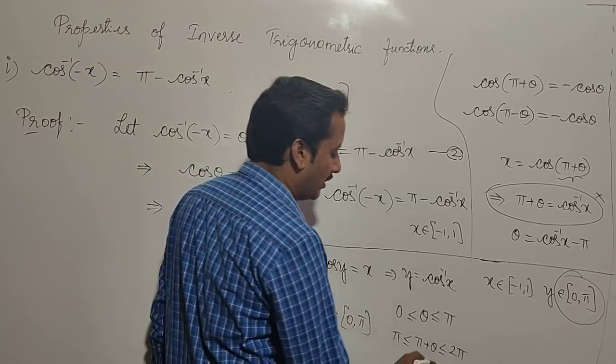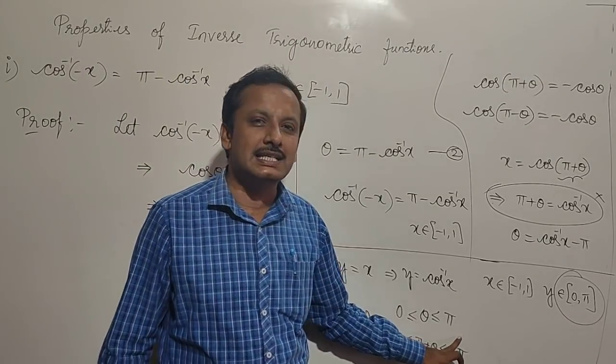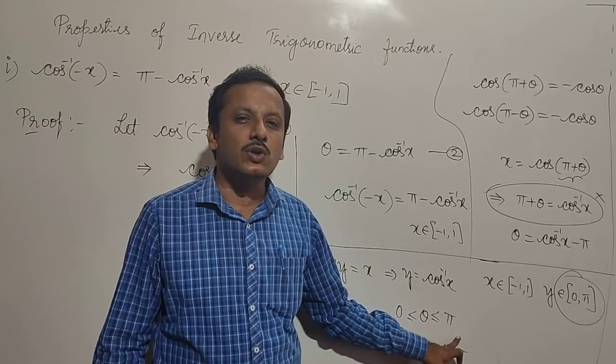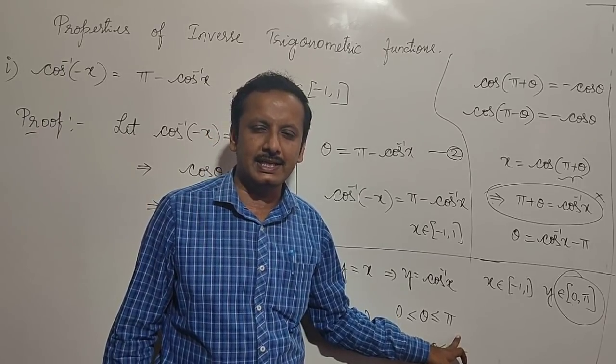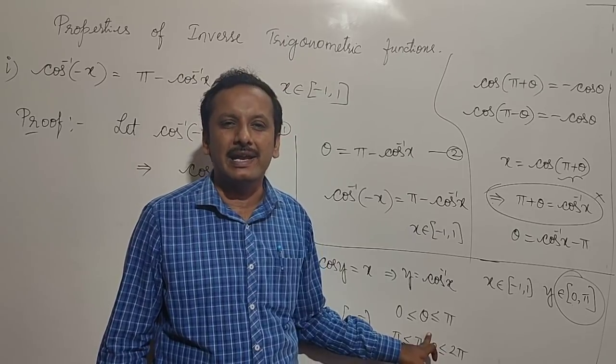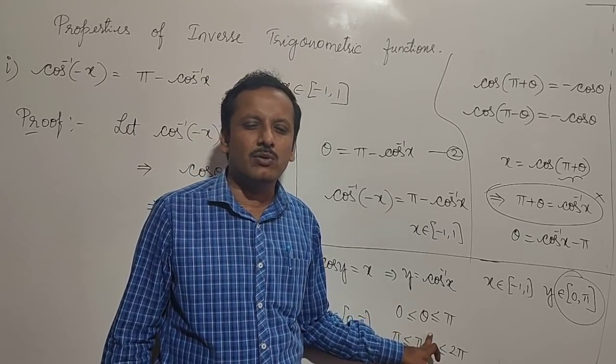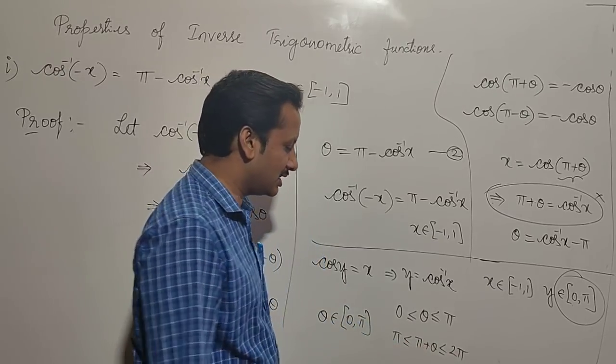That we shall discuss now. As we know, 0 is less than or equal to theta, which is less than or equal to pi. I want to know where pi minus theta is. So what I do is, I will multiply this inequality by a minus sign. When I multiply any inequality by a negative quantity, the inequality gets reversed.